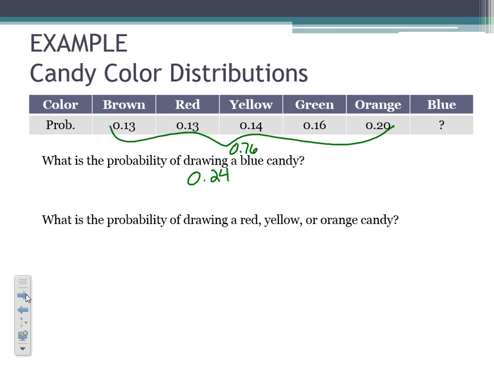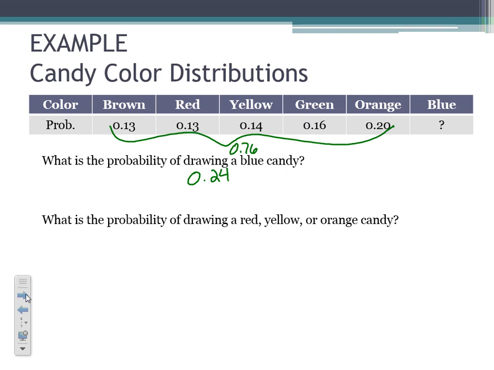Okay? So then our second question here, what is the probability of drawing a red, yellow, or orange candy? Now, is it possible to reach into a bag of M&Ms and pull out a yellow/red candy? Could we have a candy that's both yellow and red? Now, somebody might argue that's what orange is, but we're not going to go down that path. We're going to see these as 3 separate colors. So we need to recognize that this would be a situation where these events are mutually exclusive. I can draw red, I can draw yellow, I can draw an orange, but I can't draw all 3 of these or even 2 of these at the same time.